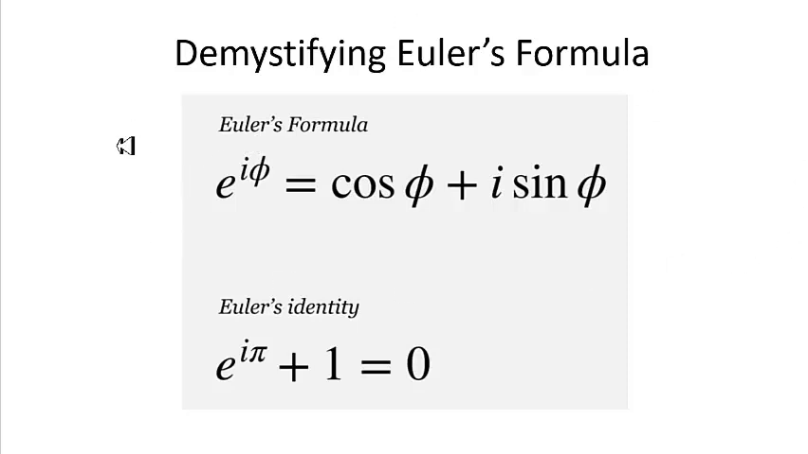So this is what Euler's formula looks like. It is generalized as e to the i times theta, where theta is an angle, is equal to cosine of theta plus i sine of theta. There's also something that's often referred to as Euler's identity, which is e to the i times pi plus 1 equals 0, or sometimes they say e to the i times pi is equal to -1.